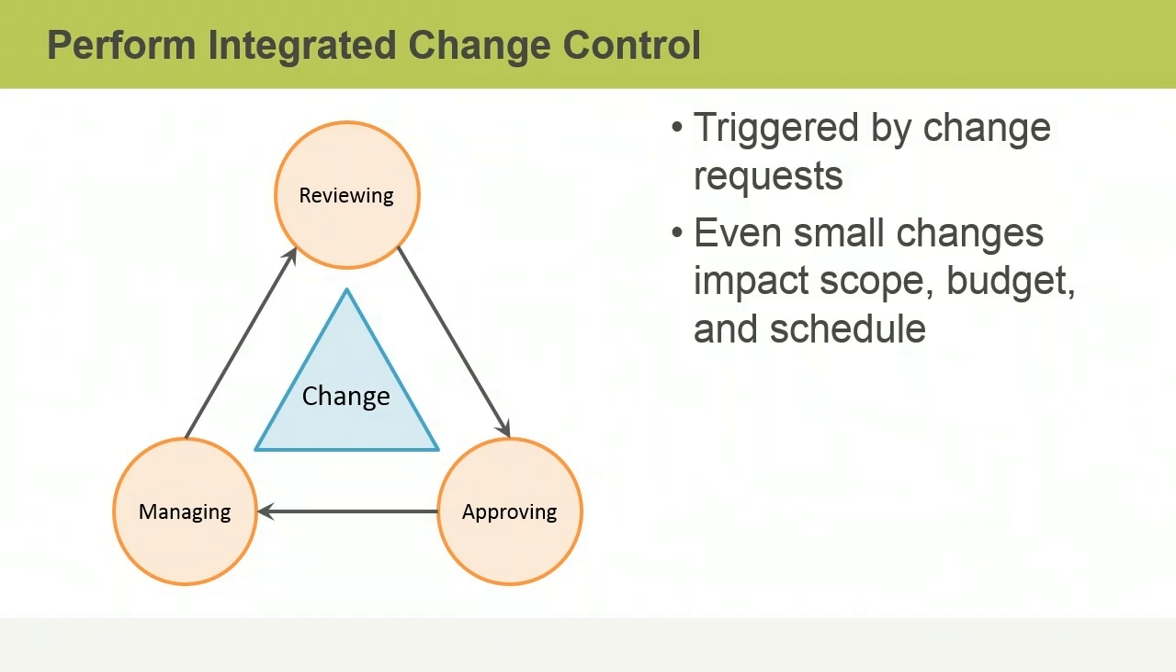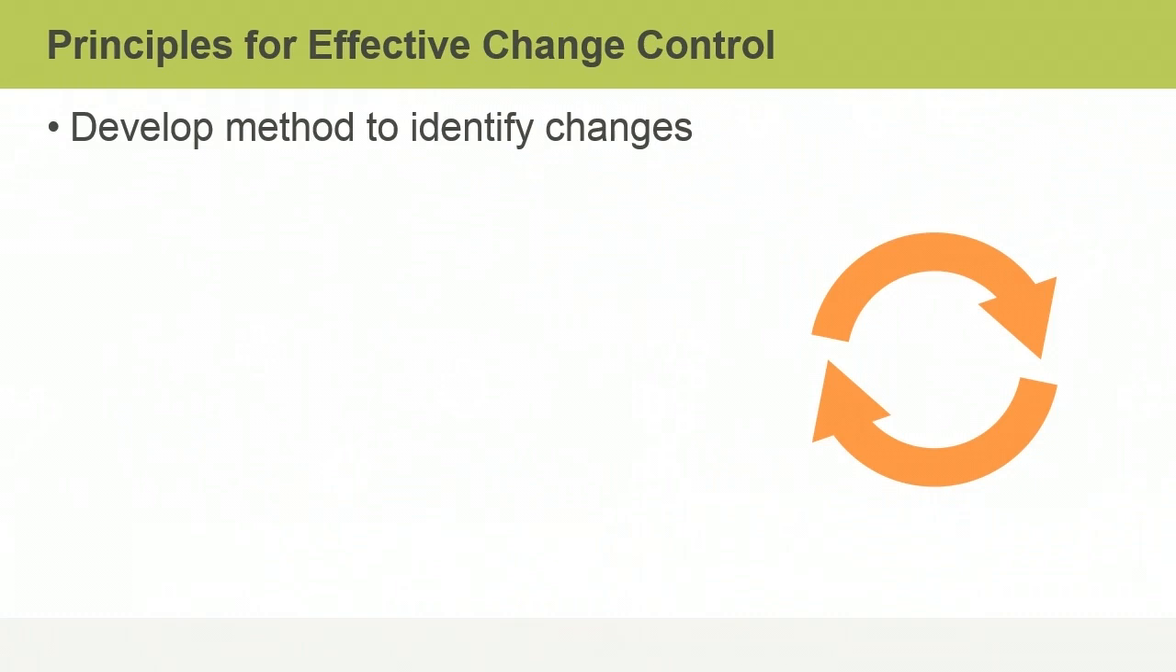If members of the project team make even small changes without using the change control process, these could accumulate and badly affect the project scope, budget, and schedule. So how can you effectively manage changes?